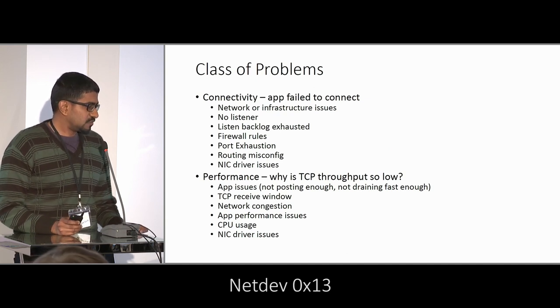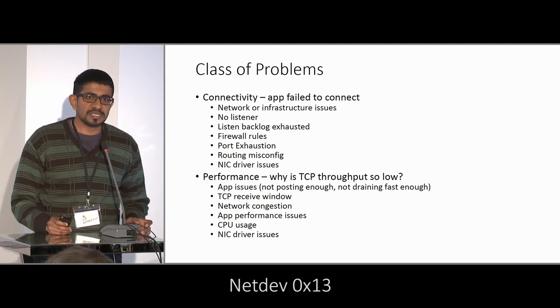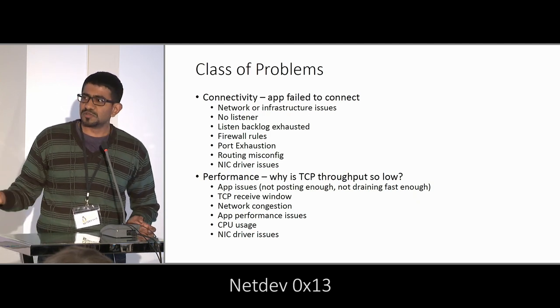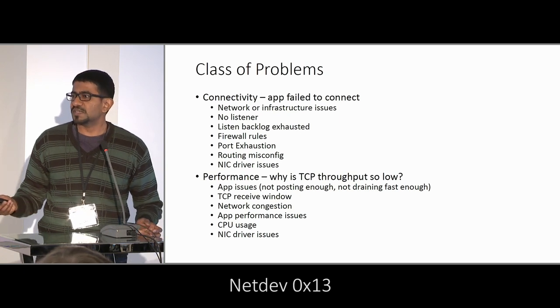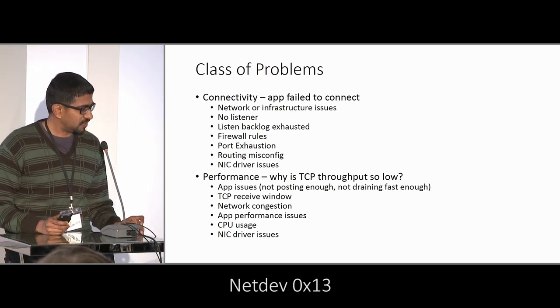And the other class is why is TCP throughput so low? I think this is what all the previous talks have been talking about. This is what the workload owners at the end of the day need to know: why is the performance so bad?